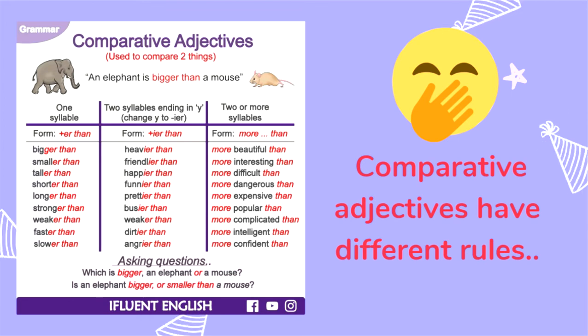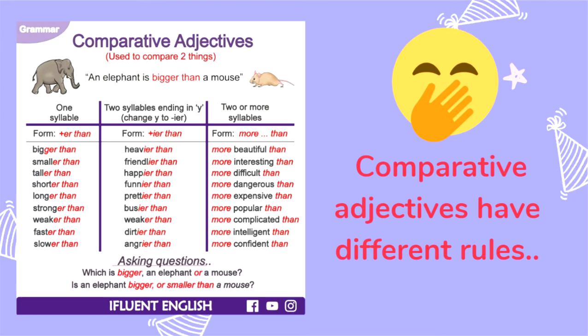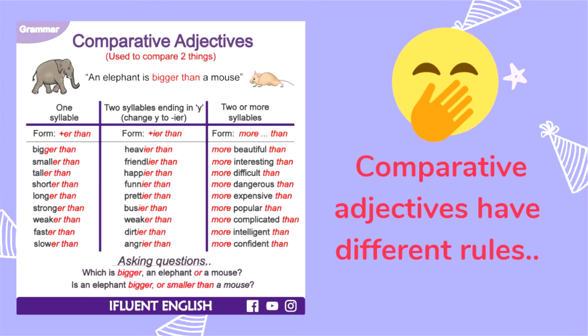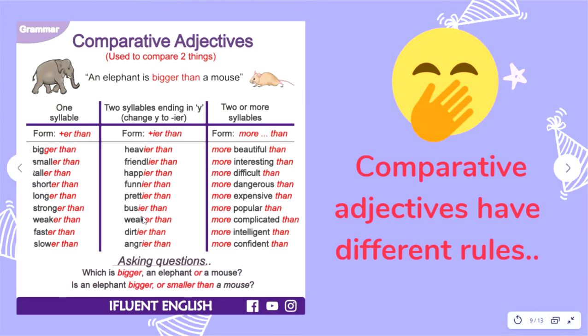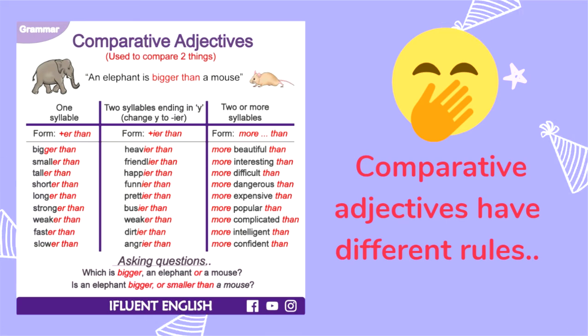E, R, than. ¿Ok? En este caso recuerden que cuando es una sola sílaba se le aumenta la ER y le colocan en este momento el conector than. Si ustedes no colocan than en un comparativo, la oración queda mal. En la segunda parte, en el cuadro de la mitad, nos dicen que cuando el adjetivo termina en consonante Y, se cambia por I latina, se coloca la ER. Como estamos, happier than, friendlier than, funnier than, prettier than, busier than.